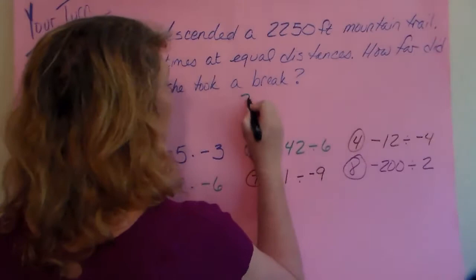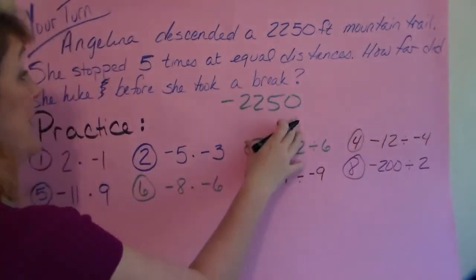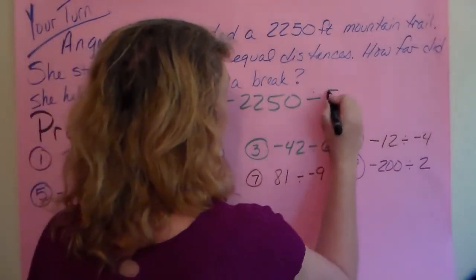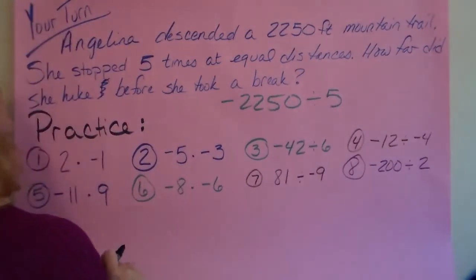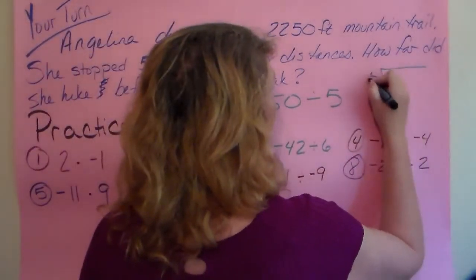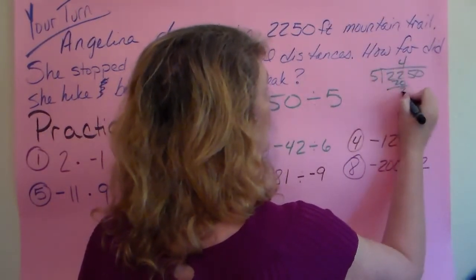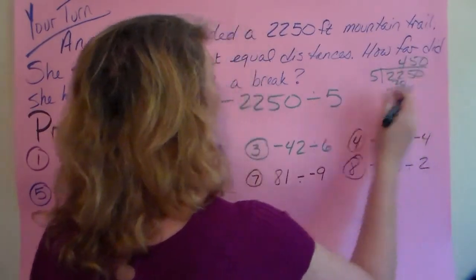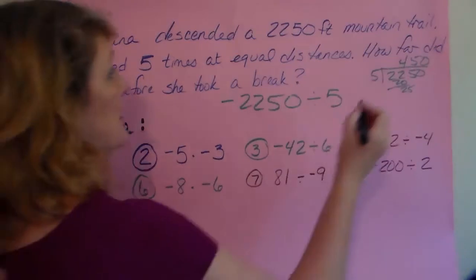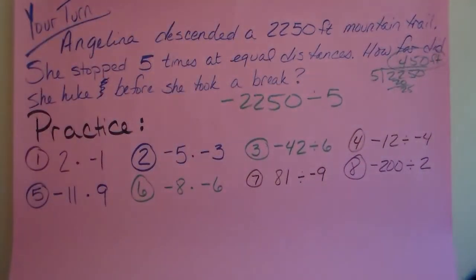So we're going to do 2250. She descended, so it's negative 2250, and she stopped 5 times at equal distances. How far did she hike before she took a break? Well, how many times does 5 go into 2250? 5 goes into 22 4 times. That's 20, then 25, 450. So she hiked 450 feet before she took a break. Okay?